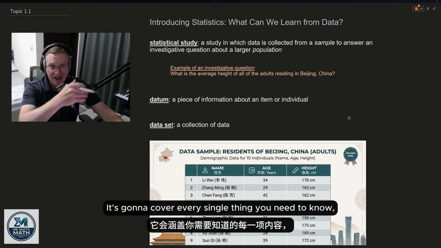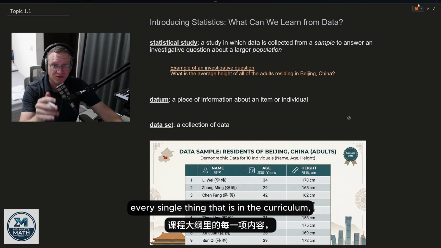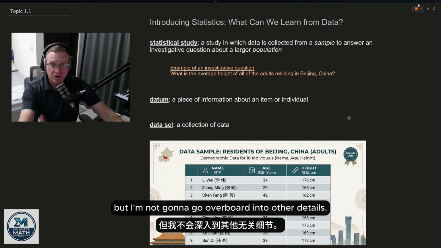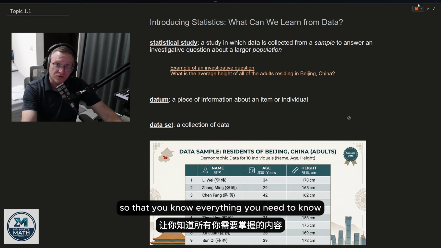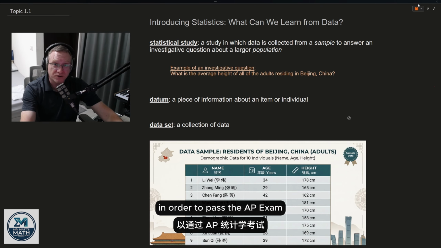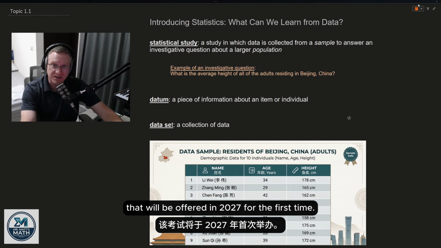It's going to cover every single thing you need to know, every single thing that is in the curriculum. But I'm not going to go overboard into other details. I'm just going to keep it very streamlined so that you know everything you need to know in order to pass the AP exam that will be offered in 2027 for the first time.